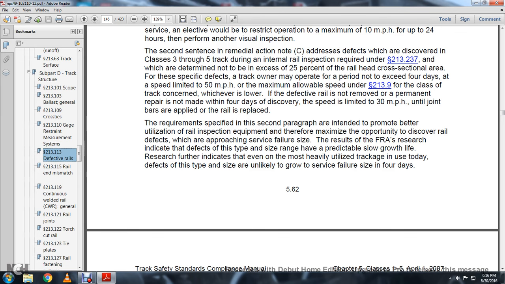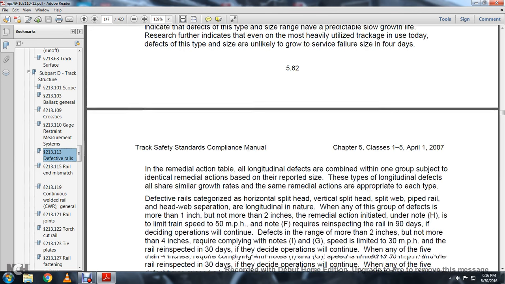The result of the FRA research indicates the defect types, sizes, and ranges have predictable, slow growth rates. The research further indicated that even on the most heavily utilized track in use today, defects of this type and size are unlikely to grow to service failure in 4 days.